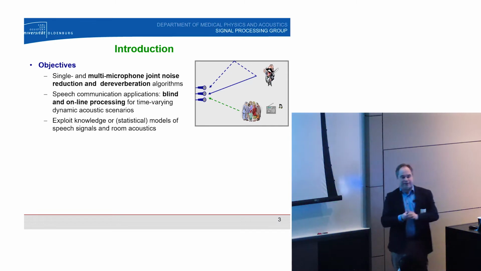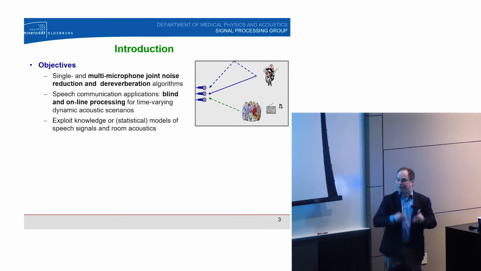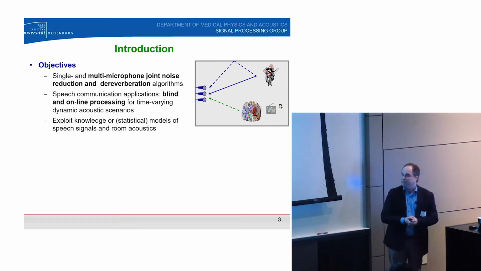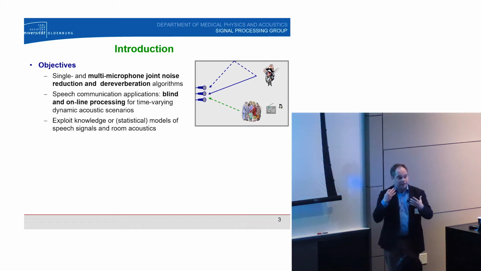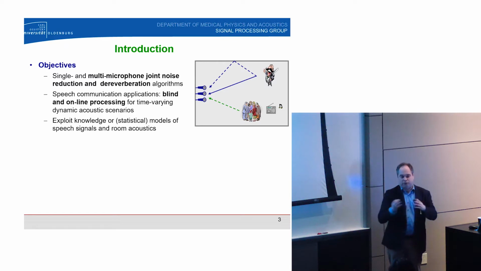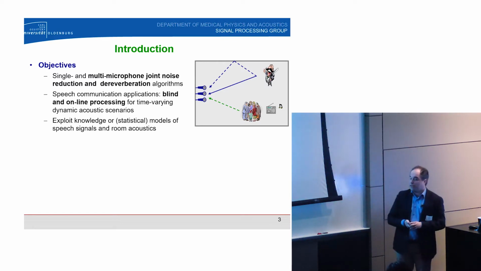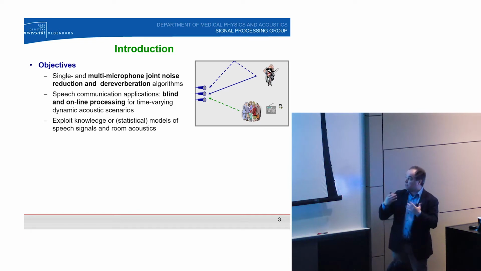And maybe as a bit of a disappointment, or maybe as a bit of an odd presentation, I will not focus on DNNs. I will focus on more traditional techniques, but at different stages of these algorithms, of course, DNNs can be used, and it can be interesting to discuss this later on in the discussion. So I will mainly present algorithms that exploit, or at least estimate, knowledge or models of speech signals and room acoustics, and especially room acoustics.